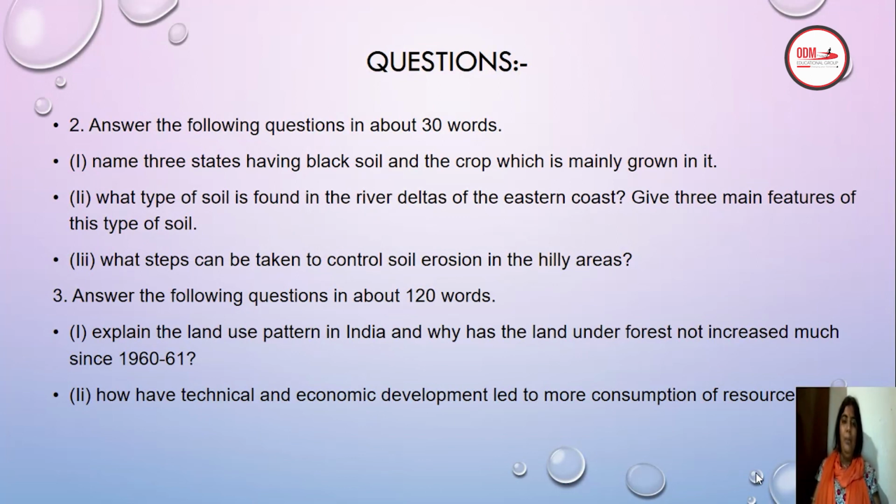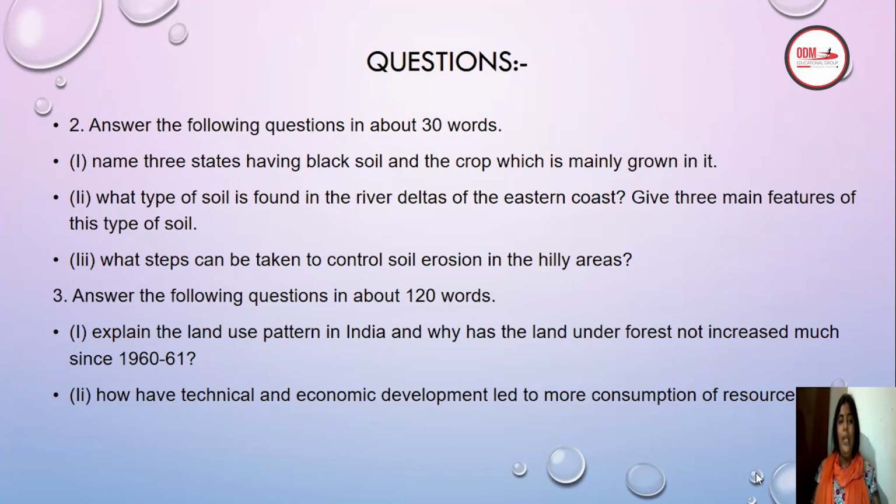So with this we have completed this chapter. I have put these questions from your textbook only, like: name 3 states having black soil and the crop which is mainly grown in it. Then, what type of soil is found in the river deltas of the eastern coast? Give 3 main features of this type of soil. So that is your alluvial soil. Then, what steps can be taken to control soil erosion in hilly areas? So you can write about your strip cropping, your contour plowing, then your terrace farming.